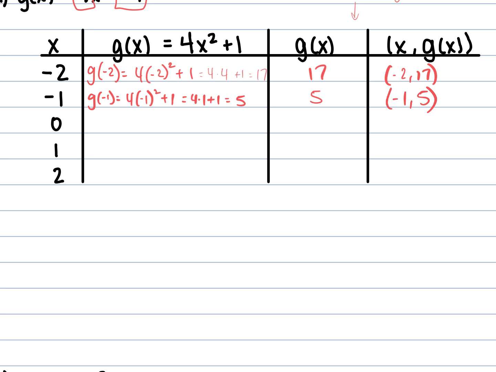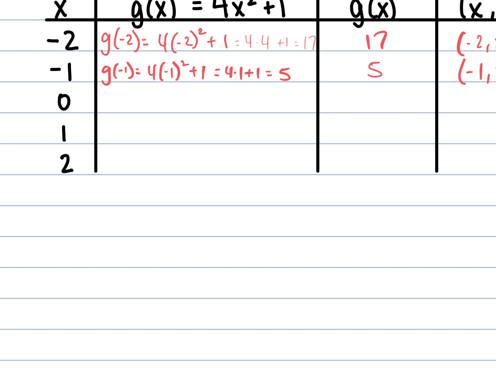When I plug in 0, let's see what I get. g of 0 equals 4 times 0 squared plus 1. What do I do? Square. What do you get? 0. 4 times 0 plus 1. What's 4 times 0? 0. And when you add 1? 1. Excellent. So we have 0 comma 1.